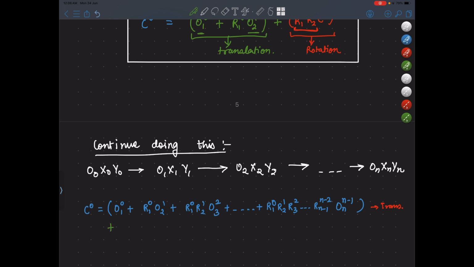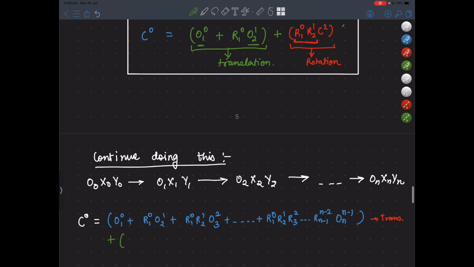Now comes the, let me change this color. C naught equals, this is the translation part, plus now comes the rotation part. What will it be? So you can take a reference from this. R1 naught R2 1 R3 2 and so on, Rn n minus 1 into Cn. So this is the rotation part.